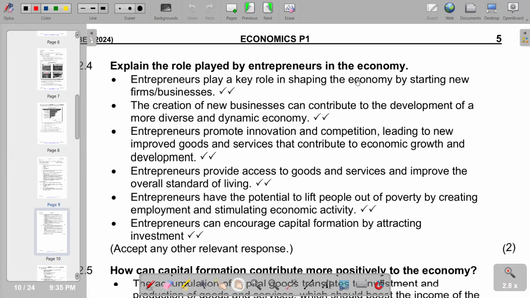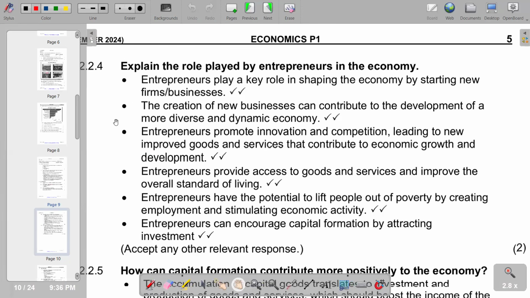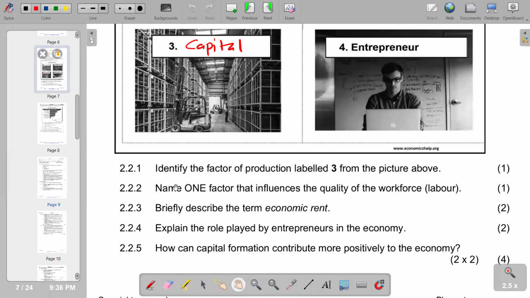Entrepreneurs play a key role in shaping the economy by starting new firms or businesses. The creation of new businesses can contribute to the development of a more diverse and dynamic economy. Entrepreneurs promote innovation and competition, leading to new, improved goods and services that contribute to economic growth and development. They also provide access to goods and services and improve the overall standard of living. So basically, these are the roles that we have within the context of our 2.4. So with that, I will move on to the next question.